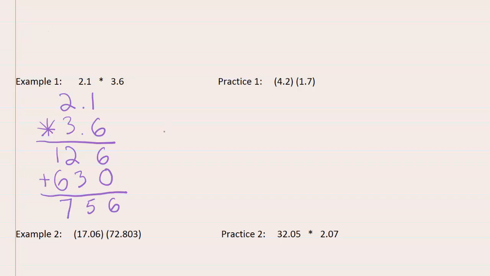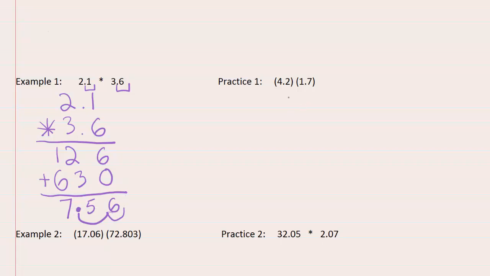Okay, so now the tricky part is we have to count how many total digits are after the decimal point in the question. So right here we've got 1, 2 digits after the decimal point in the question. So we're going to need to have 1, 2 digits after the decimal point in our answer. So we'll put the decimal point right here to make sure that we end up with 1, 2 digits after our decimal point in our final answer. So our final answer here is going to be 7 56/100ths.